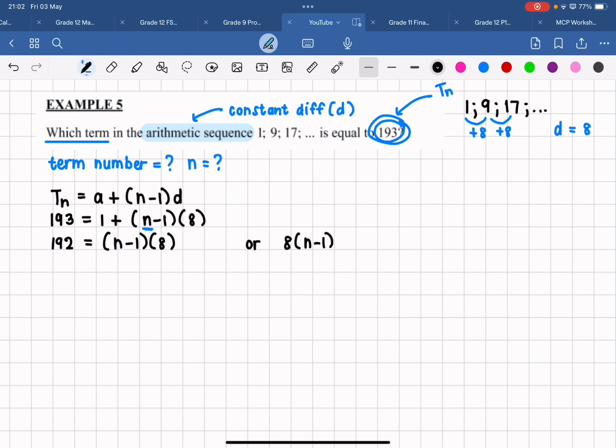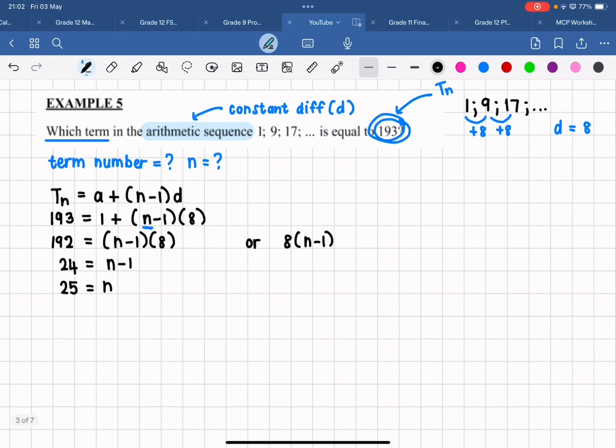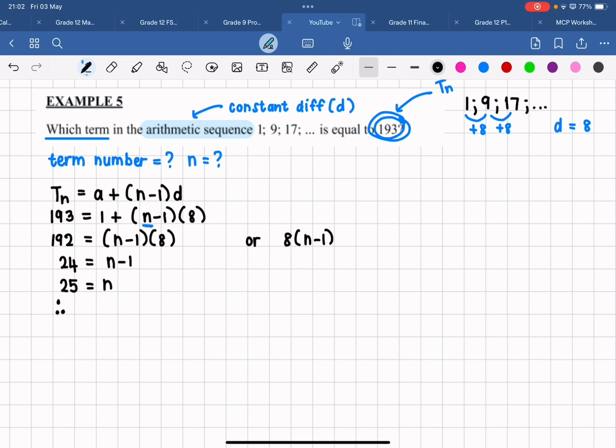Now what we're going to do to solve for n is divide both sides by 8. So 192 divided by 8 is 24, and that is going to be equal to, remember we got rid of the 8, so we are only left with n minus 1. Again, to get n on its own, I need to add 1 to both sides, so 25 is going to be equal to n. Now what this means is that term 25 is equal to 193.